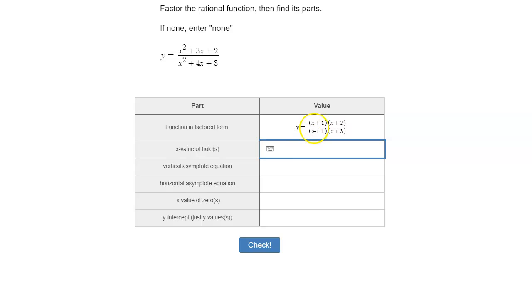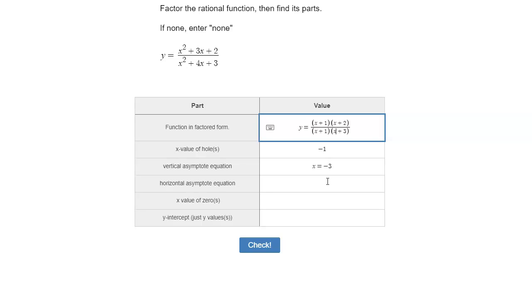Okay. So, x values of holes. Now, holes are where I have the same factor in both the numerator and the denominator, and when that factor is equal to 0, so the x value, so that would be -1. Okay, and notice what I'm writing is just the x value. Now, the vertical asymptote is x is equal to -3. Okay, and we know we have a vertical asymptote because it is any factor when it's equal to 0 and it's only in the denominator. Okay, it's not in both the denominator and the numerator.